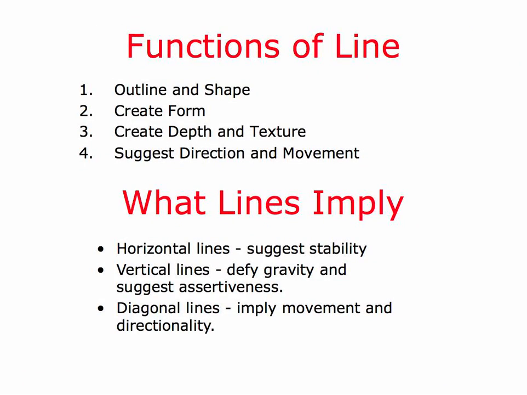So what are the different functions of lines? Lines can outline shapes. They can create form. They can create depth and texture, and even suggest direction and movement. Different types of line have different implications in a composition as well. For instance, horizontal lines suggest stability, vertical lines defy gravity and suggest assertiveness, whereas diagonal lines imply movement and directionality.